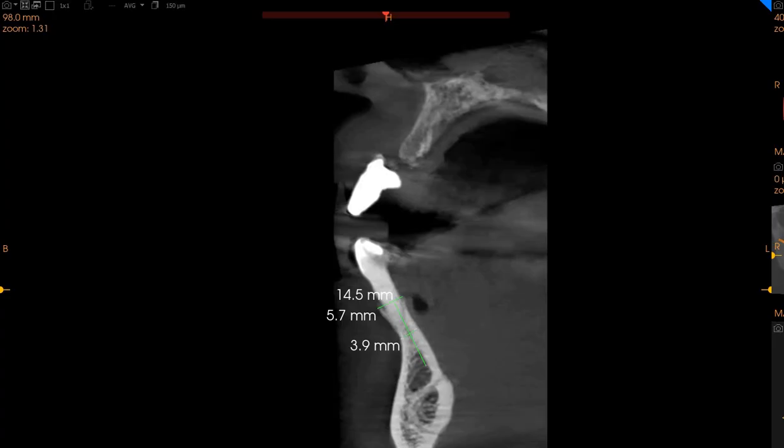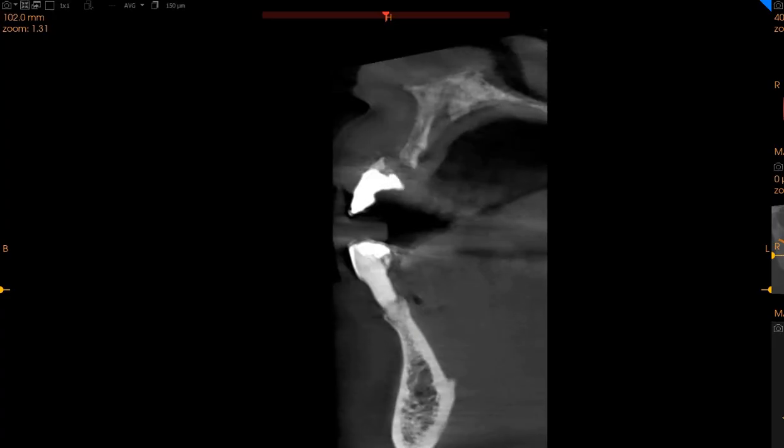This is the central incisor on the right hand side, the central incisor on the left hand side. Again, you've got very severe periodontal bone loss, 5 millimeters of width. Near the apex, we've got 3.5 millimeters of width with 12 millimeters of height.